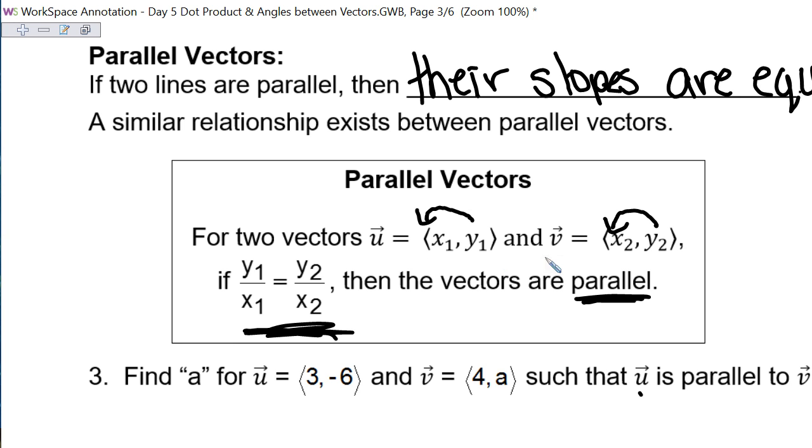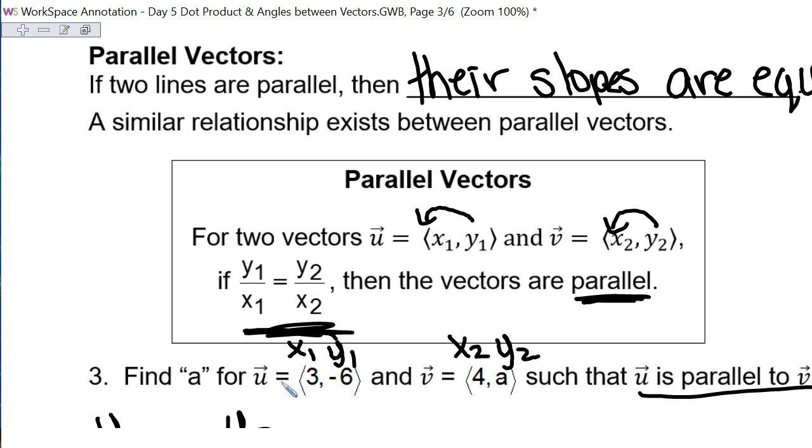Now, in order for these two vectors to be parallel, the ratio of y1 over x1 has to equal y2 over x2. Again, it's helpful if you label your vectors. The first vector needs to be x1, y1. The second vector has to be x2, y2. And if you have everything labeled, then you just substitute your numbers in. What do I put for y1? -6. What do I put for x1? 3. And for them to be parallel, these ratios have to be equal. What do I put for y2? a. That's what we're solving for. And what do I put for x2? 4.